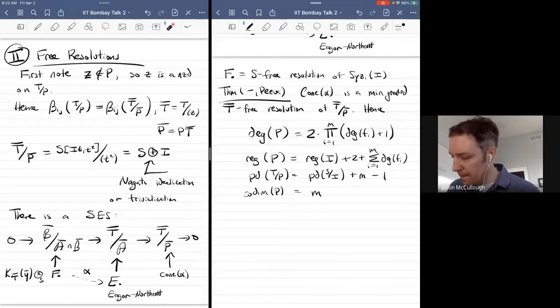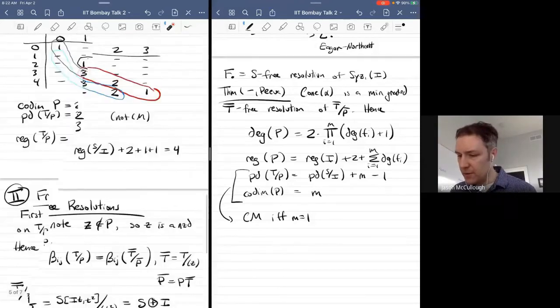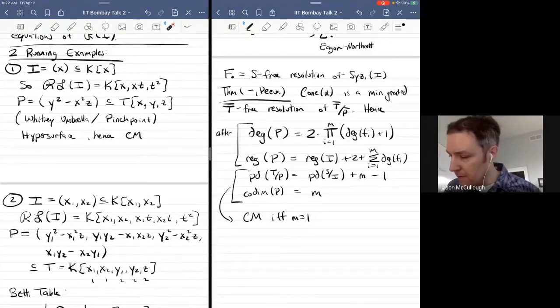And so I need to make 2 things clear. Notice this says, again, we're Cohen-Macaulay if and only if n is 1. So here you should think about running example number 1, where I took an ideal with just 1 generator, and I ended up with a hypersurface. And up here, I was a bit fuzzy about what I meant. Now we can say this is true after some homogenization. And if you're not clear what that means, you can go back and look at my talk from last week.